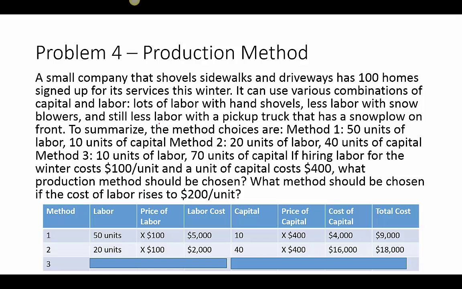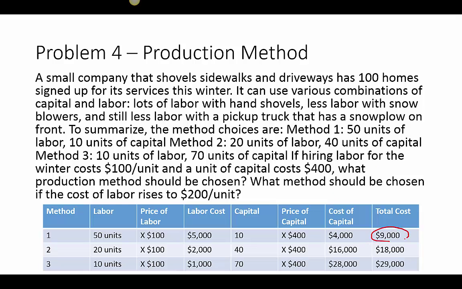So I'm going to walk through here and do it all. We see the different mix: we have less labor and more capital in method two, and in method three, we have even less labor and even more capital. We see our best option in this case is going to be method one, right here. This is our lowest cost option. It may not always be the case. It depends on how expensive labor is, which is our next scenario here.